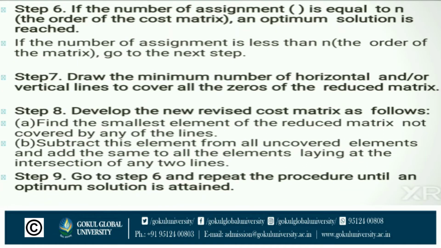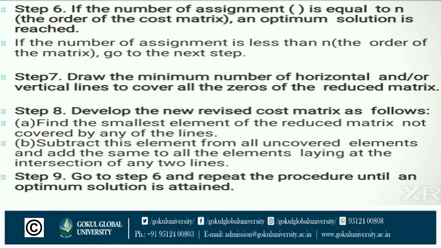Next, if the number of assignments is equal to the order of the cost matrix, an optimum solution is reached. If the number of assignments is less than n, then go to the next step. Now the next step is to draw the minimum number of horizontal or vertical lines to cover all the zeros in the reduced matrix. So we can cover all zeros, by row or column, with horizontal or vertical lines.